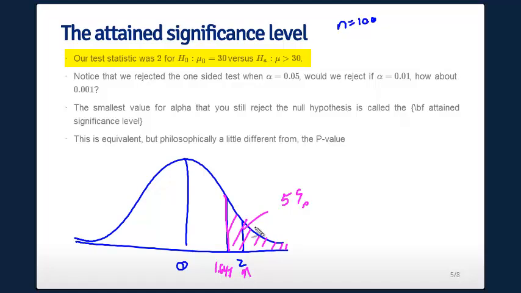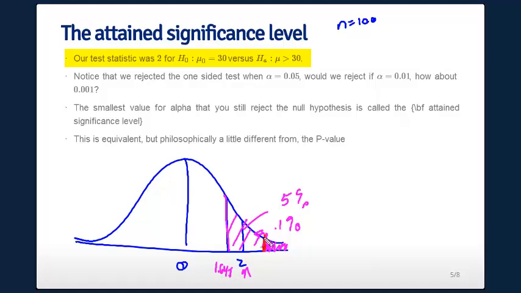What if alpha was 0.1%? That would be way out here. If we set alpha to that level, we would fail to reject. So look at what would be the alpha level at which you exactly achieve this balance, where if you were to pick an alpha level larger than it, you would reject, and smaller than it, you would fail to reject.